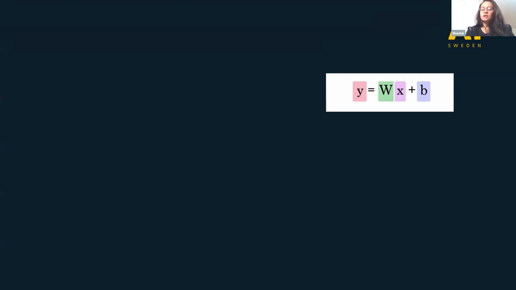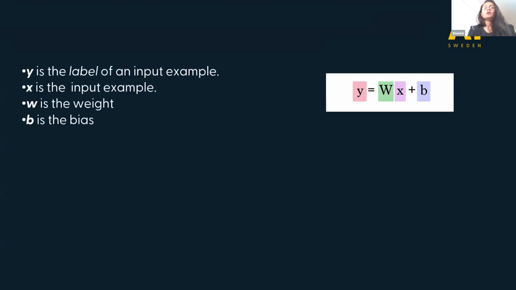So y equal to wx plus b. What is it? y is the label of an input example and x is the input example. We have discussed that data is always in pairs, so y and x, we already have. But what are w and b? w is the weight and b is the bias, and we don't know what w and b are. We don't have them. What we have in our hand is a data set, which is y and x.